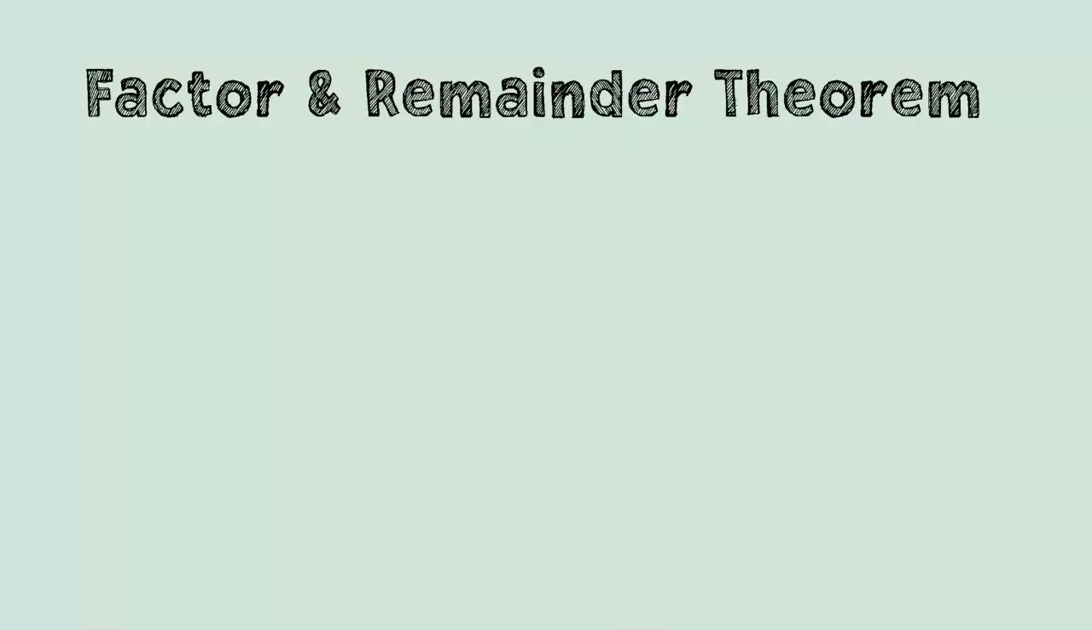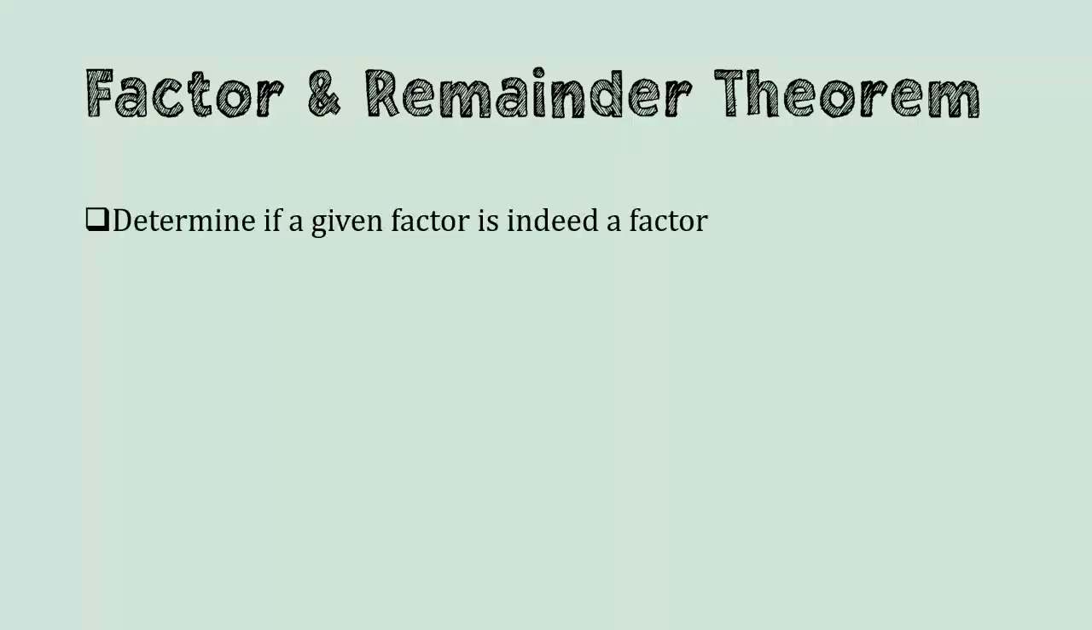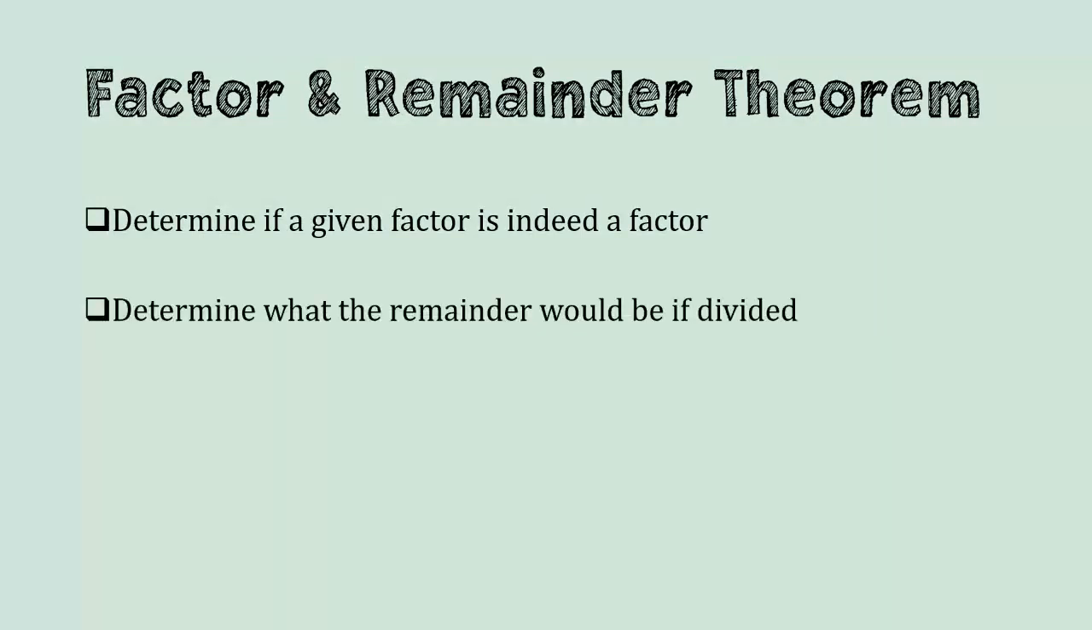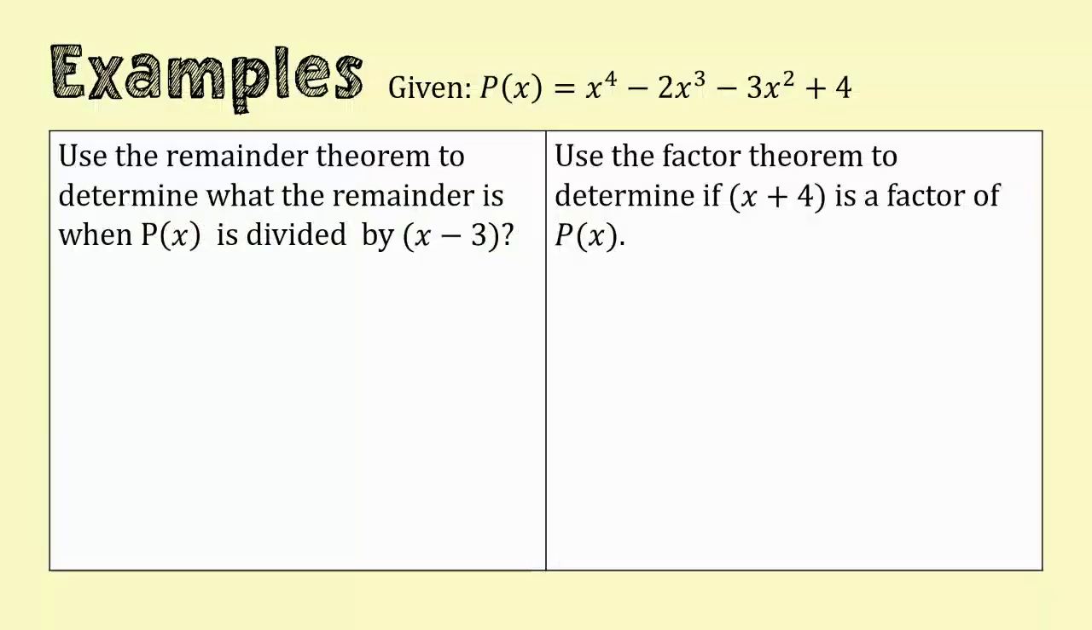And then finally, what we kind of finished up with was the factor and remainder theorem. So it determines if a given factor is indeed a factor and determines what the remainder would be if it was divided. Right, so here I can use the remainder theorem to determine what the remainder is of p of x if it's divided by x minus 3. So I'm just going to go ahead here and basically I'm finding what is p of 3.